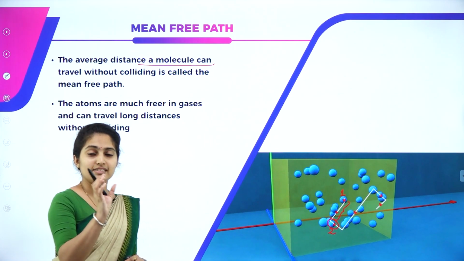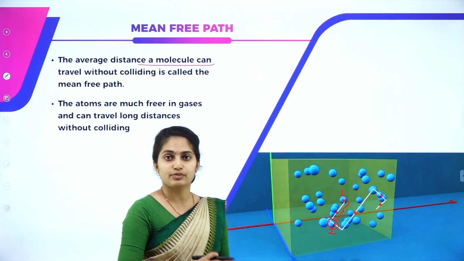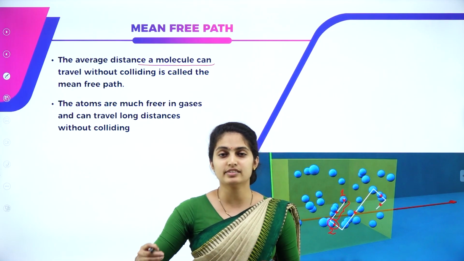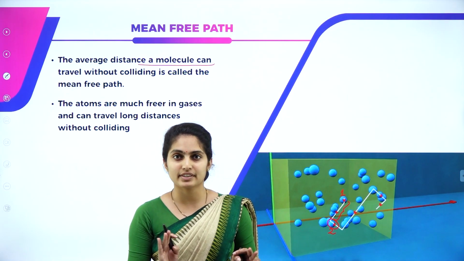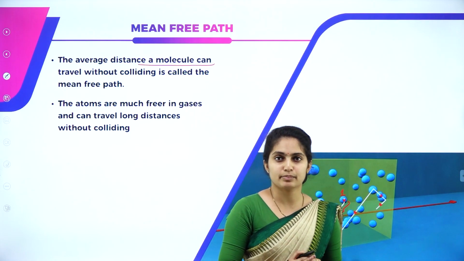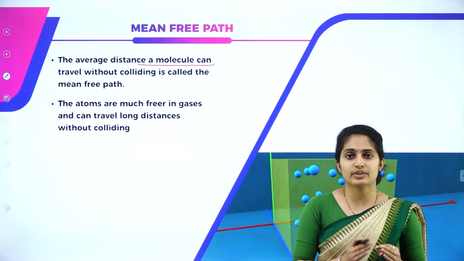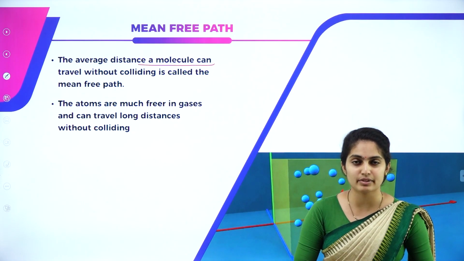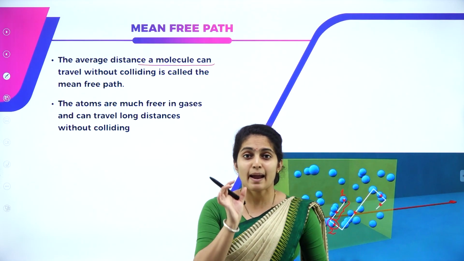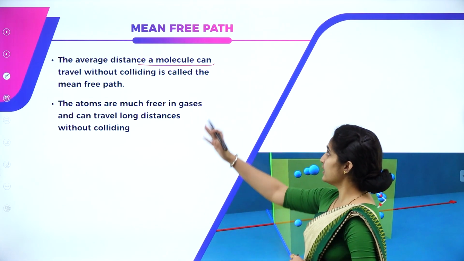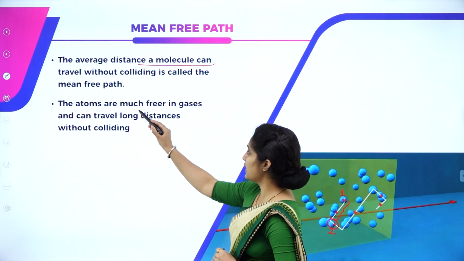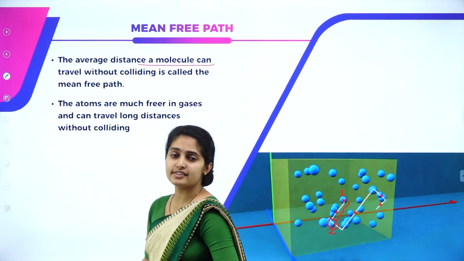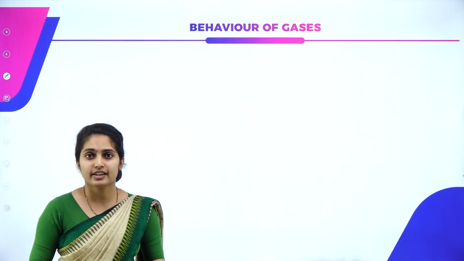Now that distance traveled by a particle before another successive collision is called the free path. It has no obstacles in between, so it has traveled freely. That is called the free path, and the average distance traveled between successive collisions is called the mean free path. So that is all about this concept. Atoms are much freer in gases, that is why they can travel longer distances without colliding with each other.